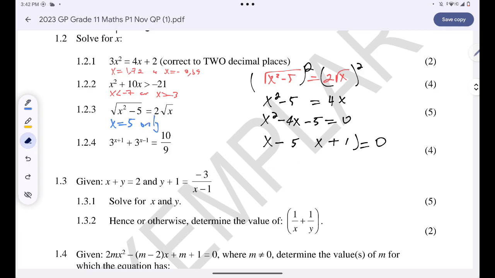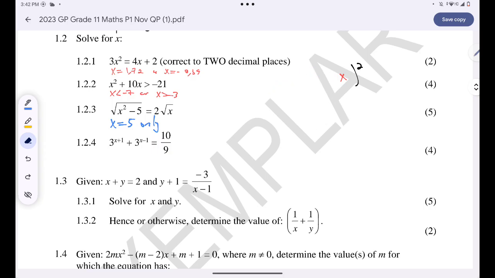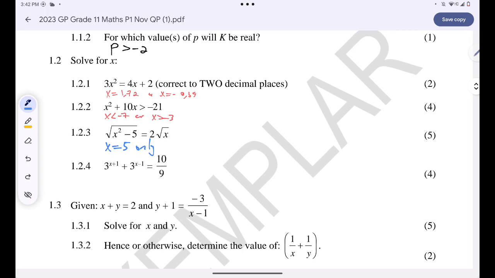Okay, now let's move to 1.2.4. In 1.2.4, we have an exponential equation. I'll have 3 to the x plus 1, plus 3 to the x minus 1, is equal to 10 over 9.